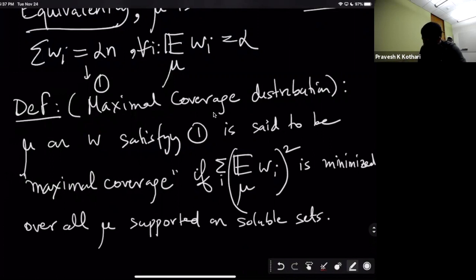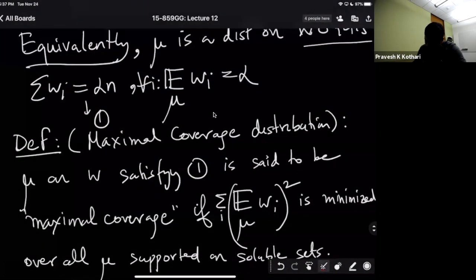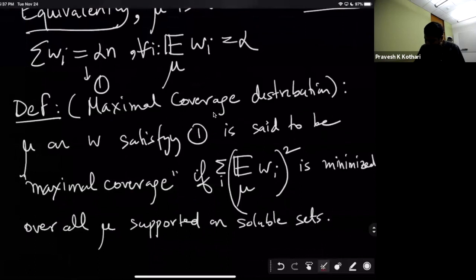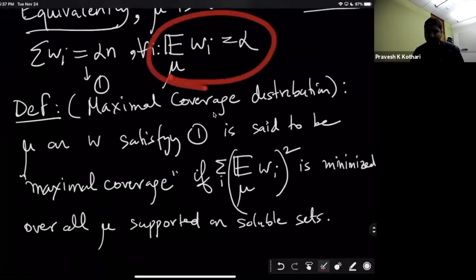The intuition is that uniform coverage means that each point occurs only about an alpha fraction of the times. This was exactly satisfied when I had a partition, but I may not have a partition. So what I'm going to do instead is try to minimize the sum of the squares of the expectations of Wi.